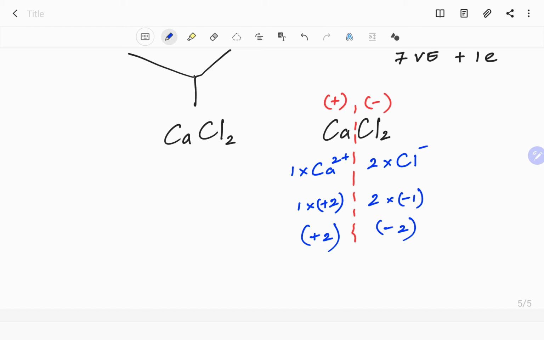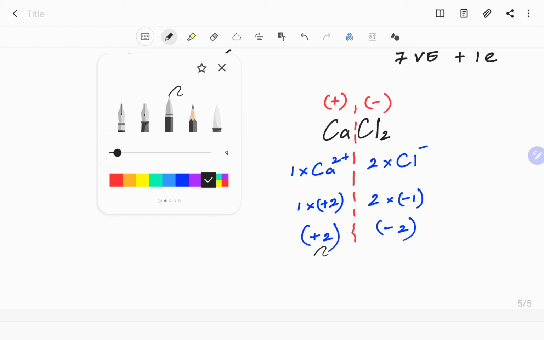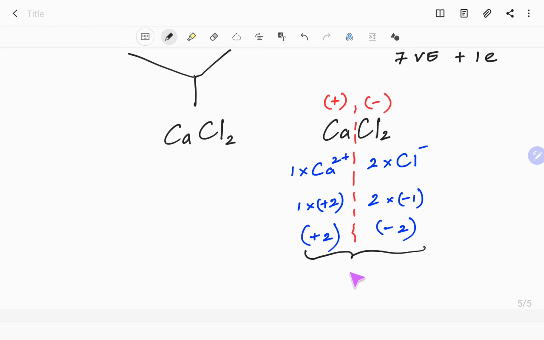So as you can see, the cations and anions balance each other. The total positive charge is equal to the total negative charge. So therefore, the overall charge is what? The overall charge is 0. So this is a neutral compound overall, right? So the formula is correct.